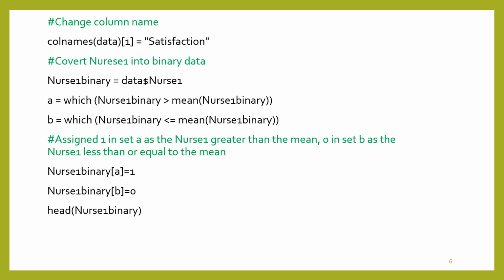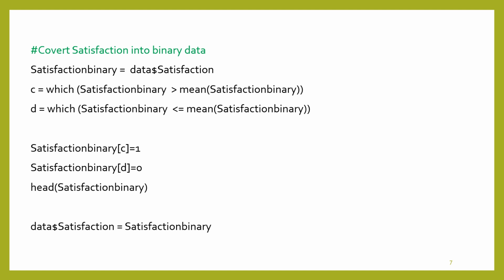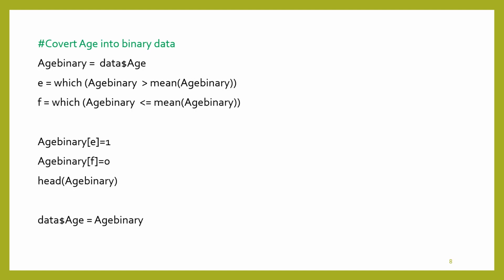After converting nurse 1 into binary, I replace the previous nurse 1 data. Next is converting satisfaction into binary data, which uses the same steps as we did for nurse 1. And it's the same for converting age as well.